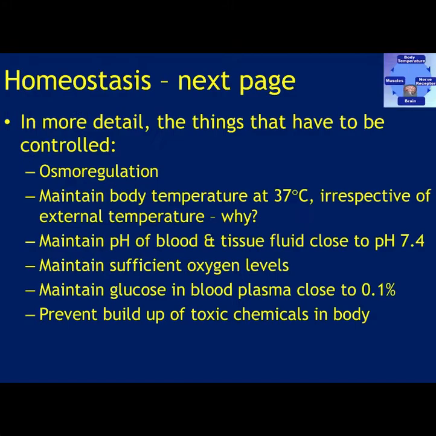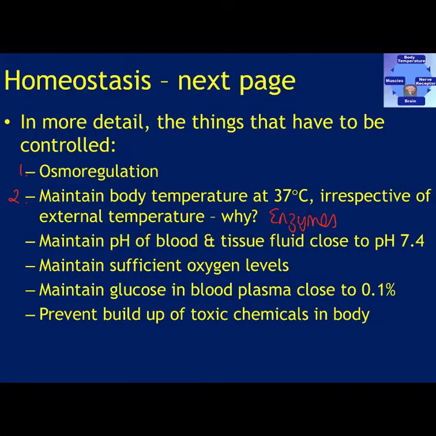So we move along. At the top of the next page, there is a header that says the homeostasis processes that have to be controlled in humans. So just in order of osmoregulation, we have to maintain a body temperature of 37 degrees. Doesn't matter what's going on outside. And again, this is for our enzymes.